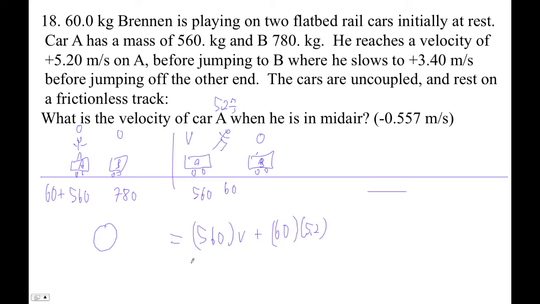Okay, so here we go. I'm going to take this on this other side. So I'm going to go negative 60 times 5.2 and then divide by 560. And I get that that velocity is negative 0.5571. Ta-da. So we got, there we go, we're good.